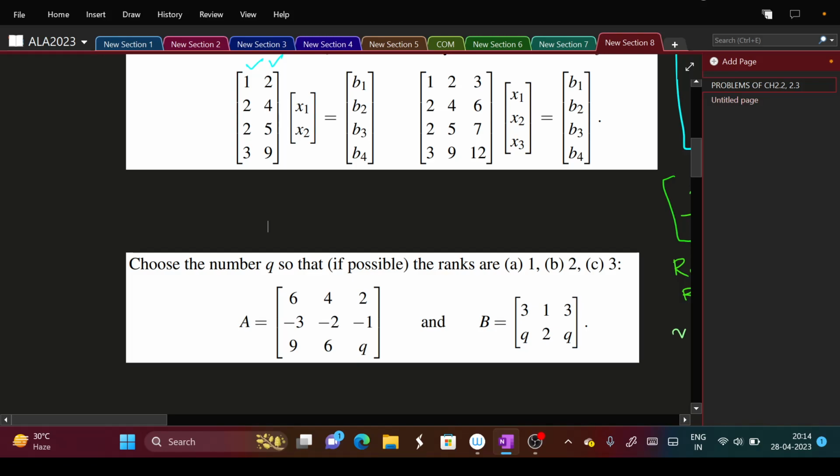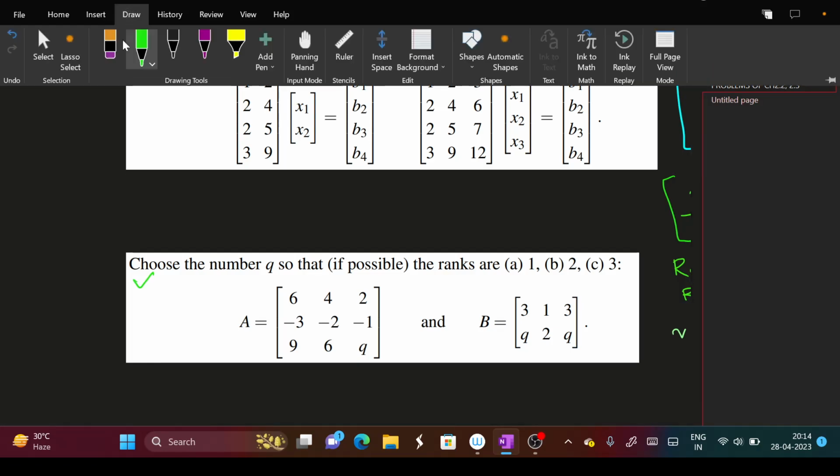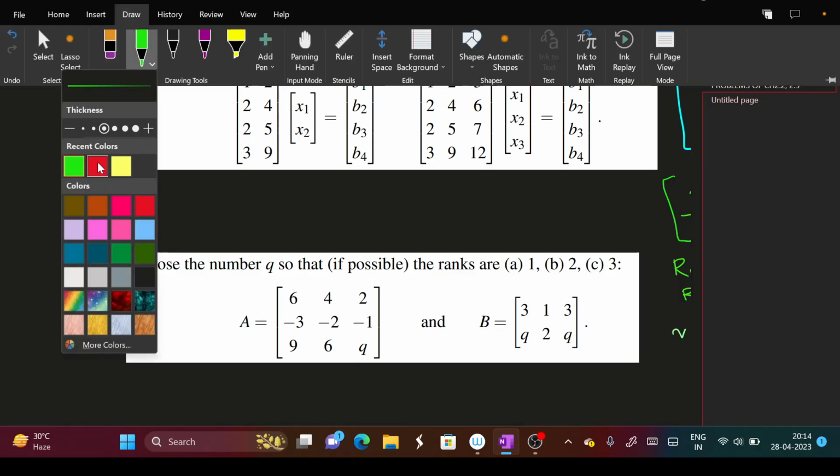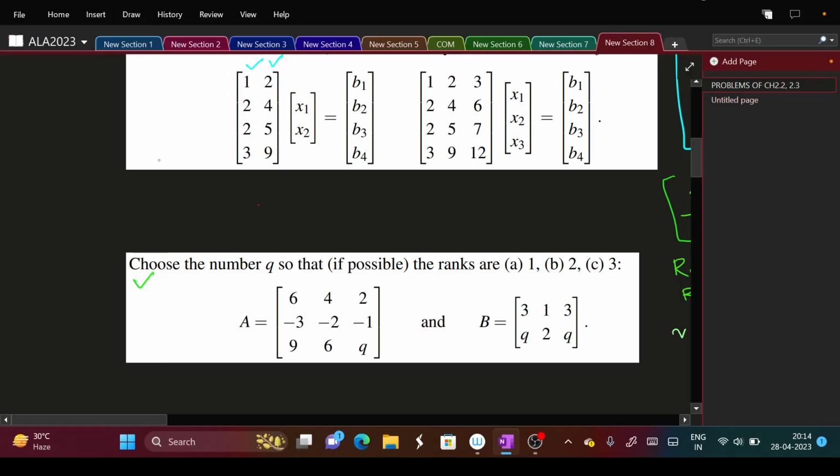The question is, choose the number q. This question we are going to study. Choose the number q so that, if possible, the ranks are 1, 2 and 3.